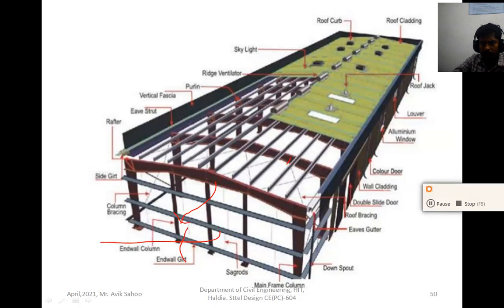This is called roof cladding, a sheet cover. Roofs are covered by sheets, which is called roof cladding.